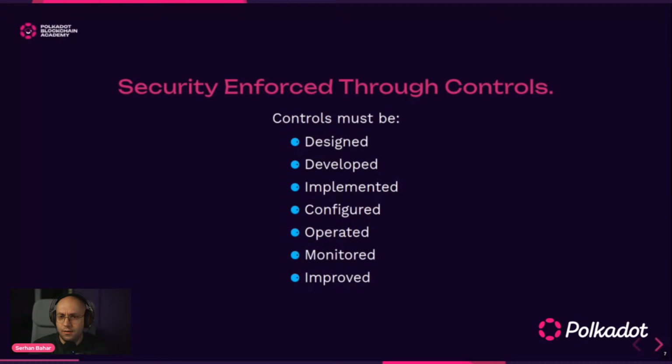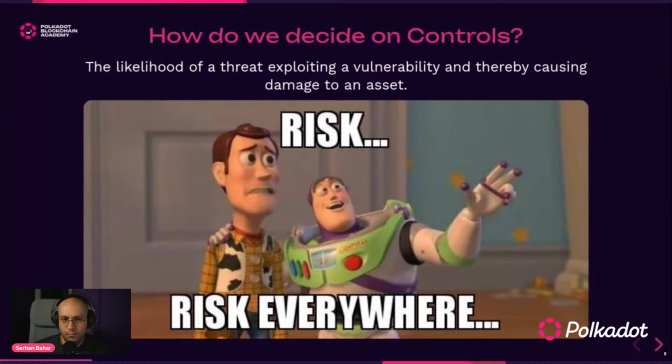Security needs to be enforced by controls, but security controls must also be designed, developed, implemented, configured, operated, monitored, and improved. We cannot just put in a security control and forget about it. We need to think about it as a living thing. Okay, there are some security controls we can put on our code, but how do we decide on controls? It's all about risk.